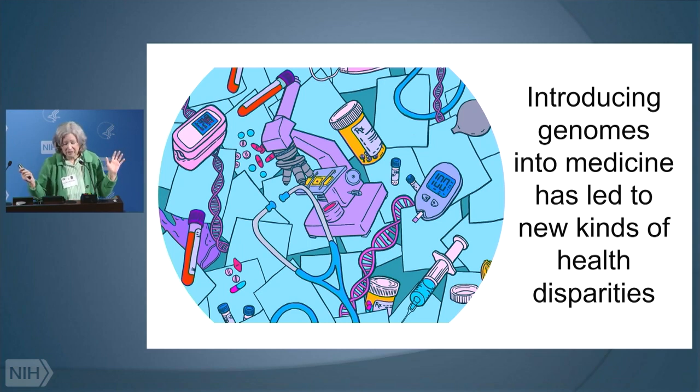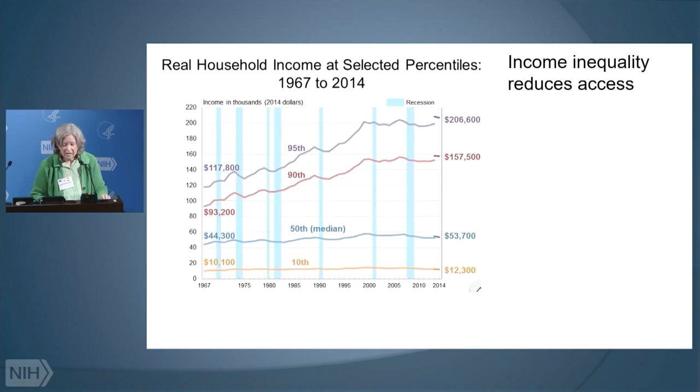But everybody fully understands that introducing genomes into medicine has led and is continuing to lead to new kinds of health disparities. And part of it is totally not in our control except as citizens to do anything about. This just shows the increase in income inequality in the U.S. from 1967 to 2014. And in fact, these trajectories got worse after 2014, and it was really only over COVID that there was some decrease in income inequality that reflected investments that were made to try to keep people healthy and safe during the midst of the COVID outbreaks.